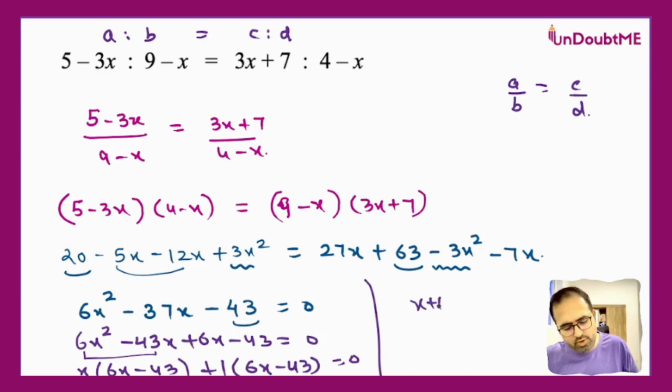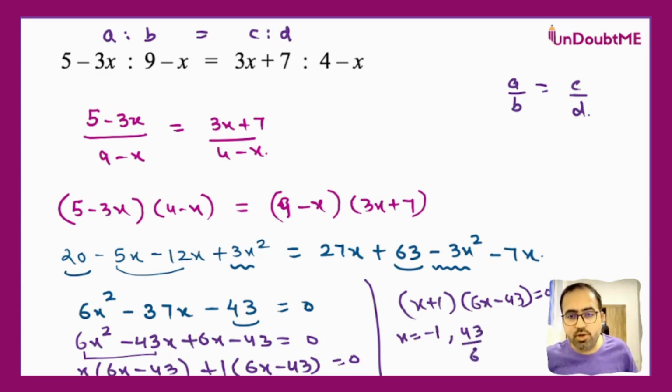So from here, I have got two values of x. One is x plus 1 and the other one is 6x minus 43 is equal to 0. So x is equal to minus 1 and x is equal to 43 by 6. There's no restriction on the x value, so we can report both of them as the answer.